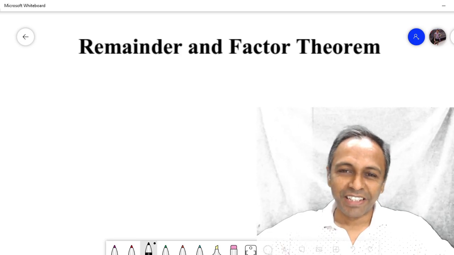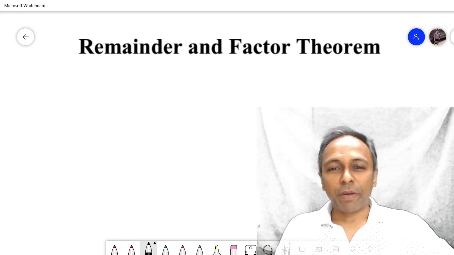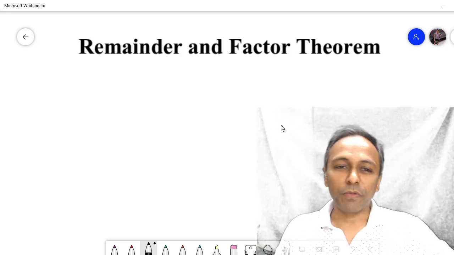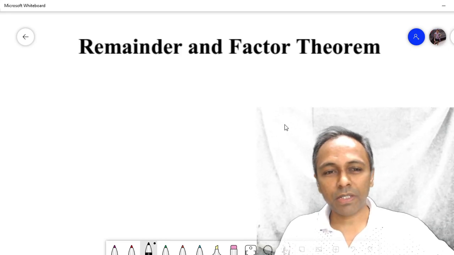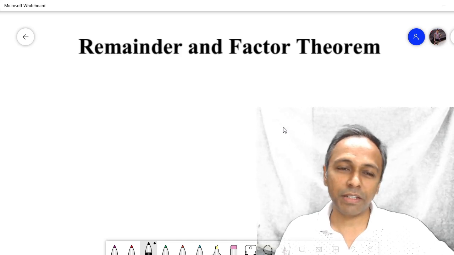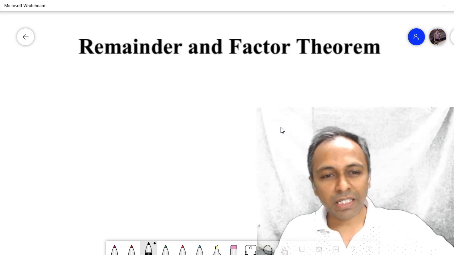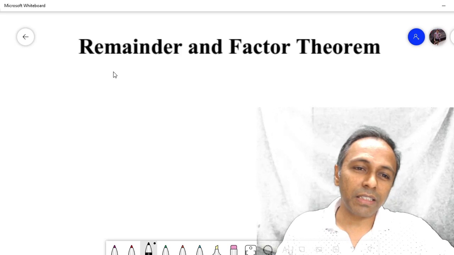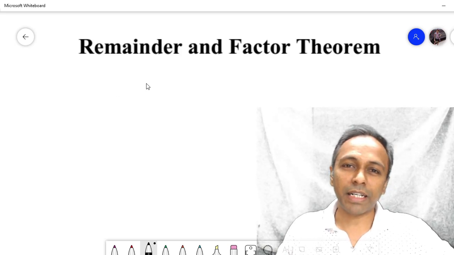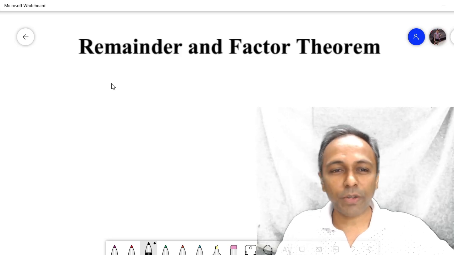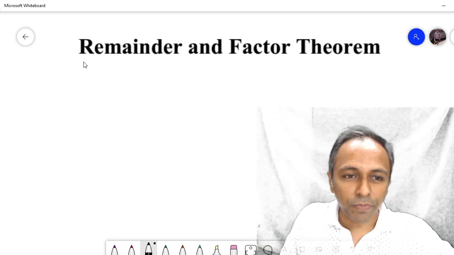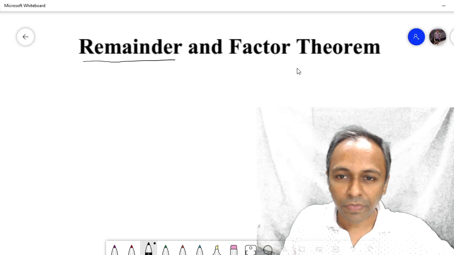Hello students. So today we will start with remainder and factor theorem. Weightage of this problem usually is 3 or sometimes 4 marks in your ICSE board exams. Let us, instead of taking theoretical examples, start directly with some numerical value problems so that you can understand the remainder theorem nicely.